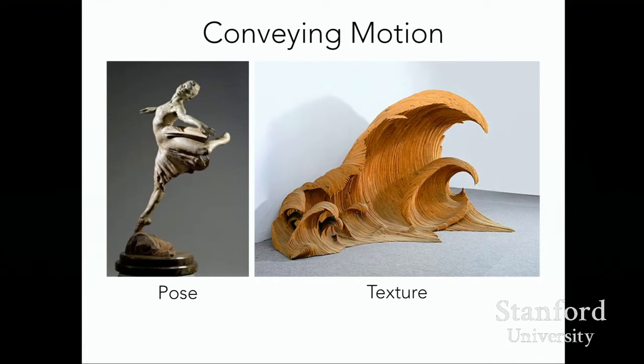Conveying motion is another interesting challenge, especially if you're considering a static sculpture. Before I talked about creating these automata, but these are static sculptures, and you really do get a sense for the motion of this ballerina as well as the motion of this wave. And again, I think pose is one tool that artists can use to convey and emphasize certain aspects of emotion. But the example on the right is, I think, an interesting use of texture to try to convey that emotion as well.